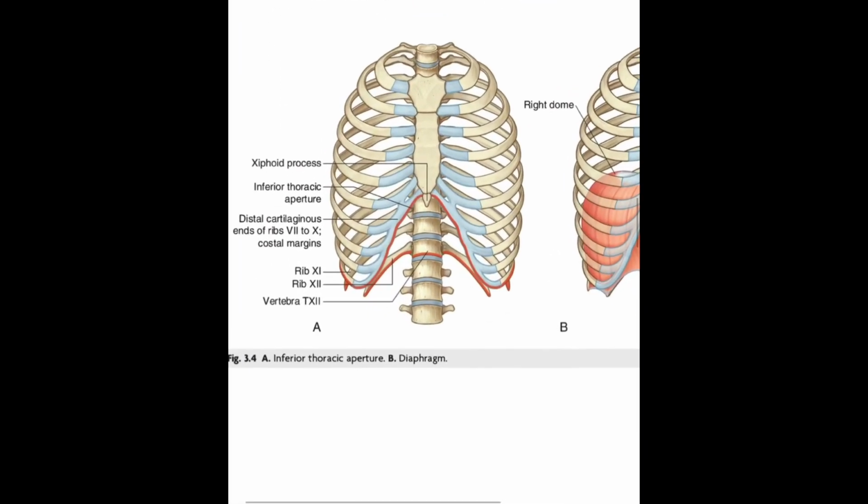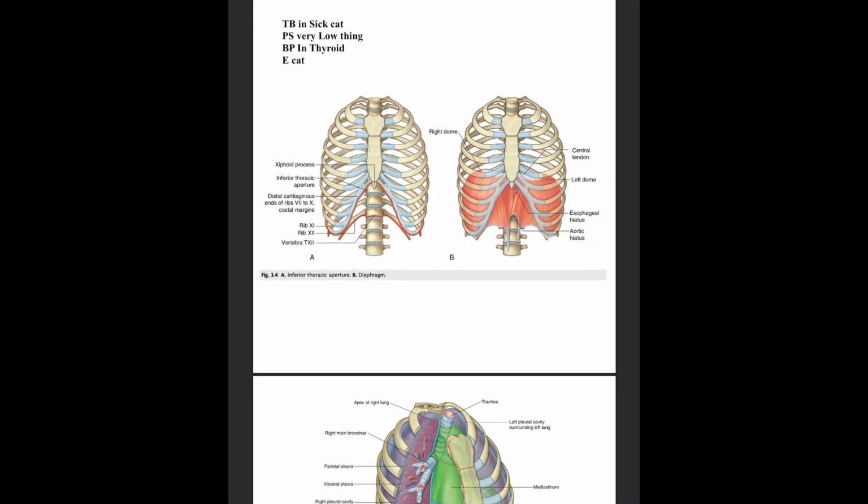Here you can see the diaphragm is attached to the margin of the thoracic outlet. It separates the thoracic cavity from the abdominal cavity.